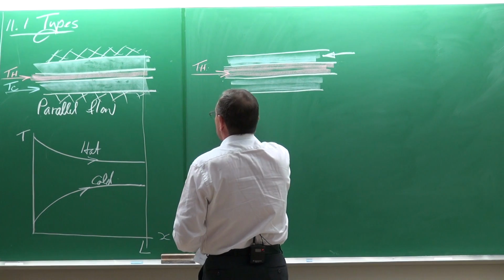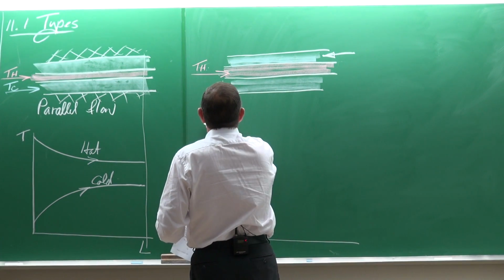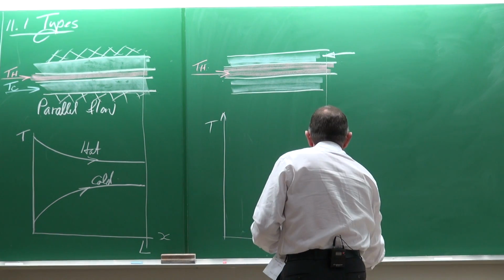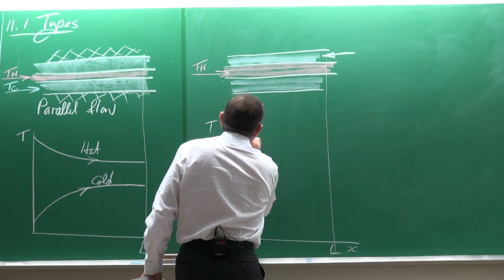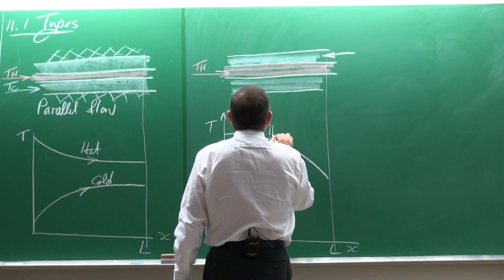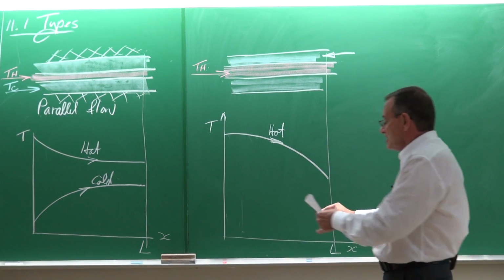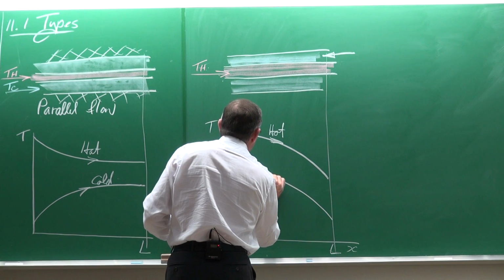And if we plot the temperature differences as a function of x, and that is the length L of the heat exchanger, then the behavior of the temperature streams is going to be different. Typically, the hot temperature is going to decrease like that, while the cold fluid temperature is going to do something like that.